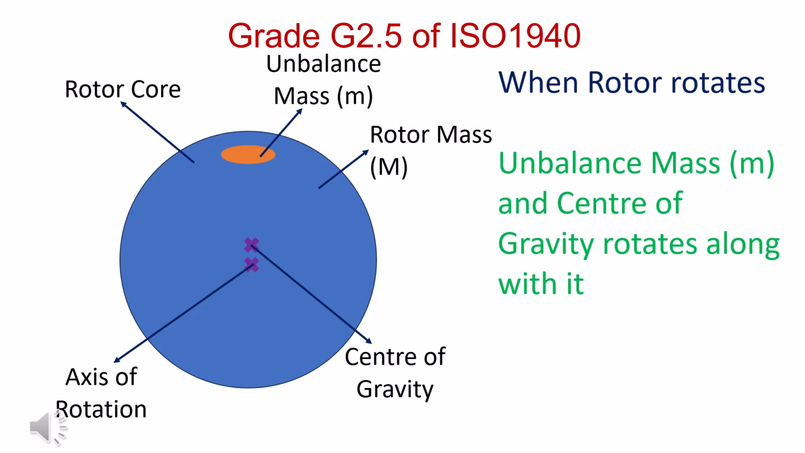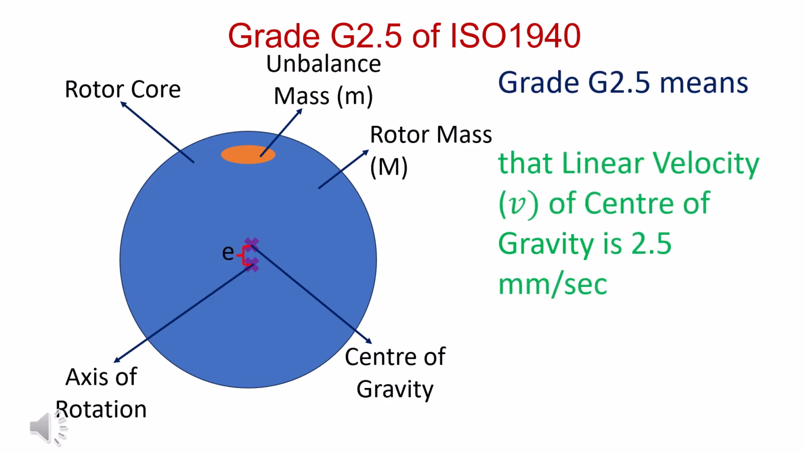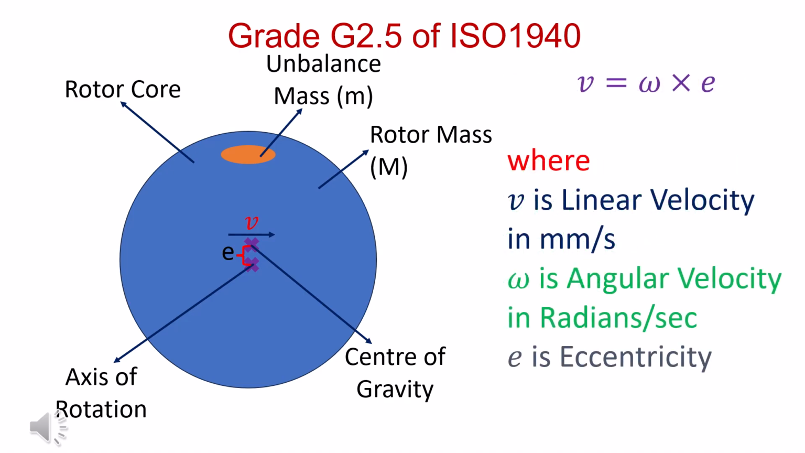When rotor rotates, unbalanced mass and center of gravity rotate along with it. Grade G 2.5 means that linear velocity of center of gravity is 2.5 mm per second. V is equal to omega into e, where V is linear velocity in mm per second, omega is angular velocity in radian per second, and e is eccentricity.